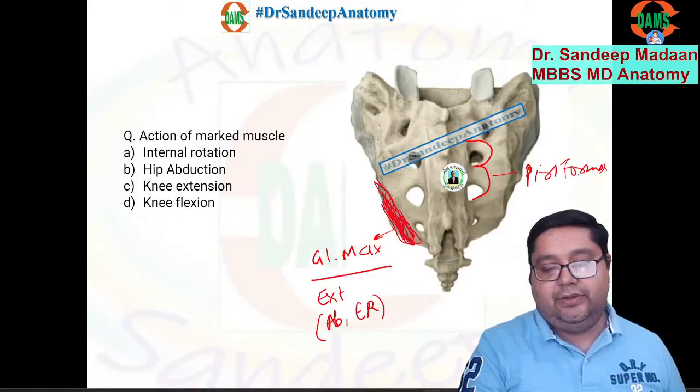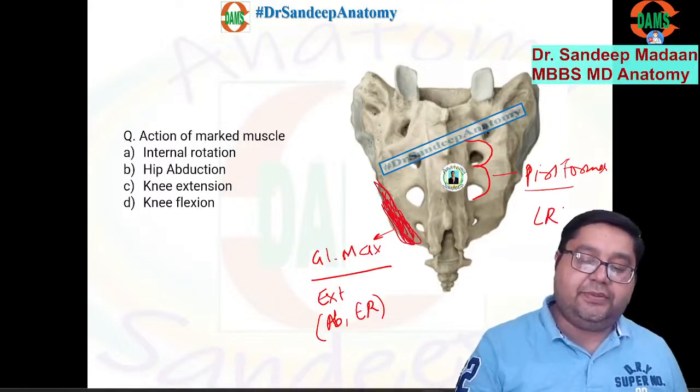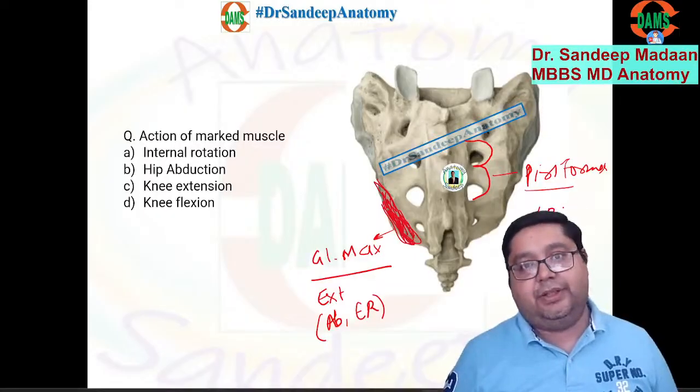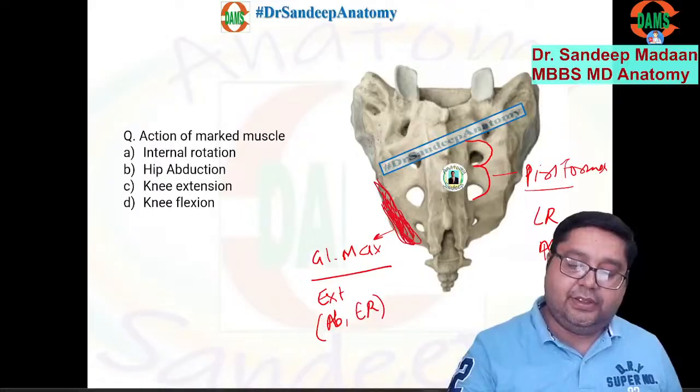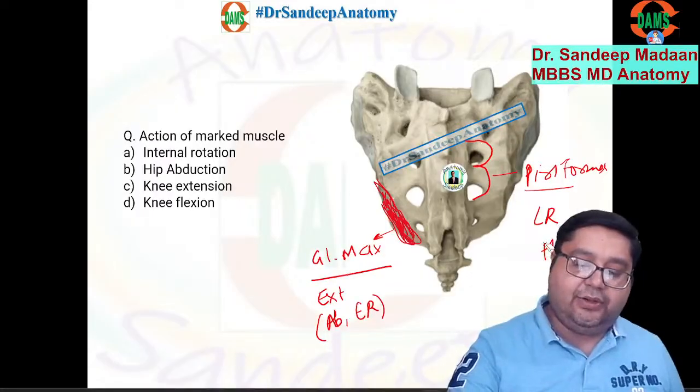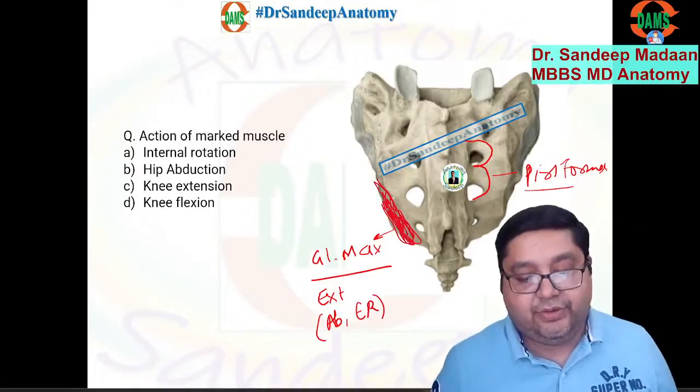If the piriformis is there, then it will be the lateral rotator. Its major action is lateral rotation, but it can also do abduction during flexion. Major action will be lateral rotation. These are all short rotators, but it can also do abduction. So I'm writing in bracket abduction even for the piriformis.